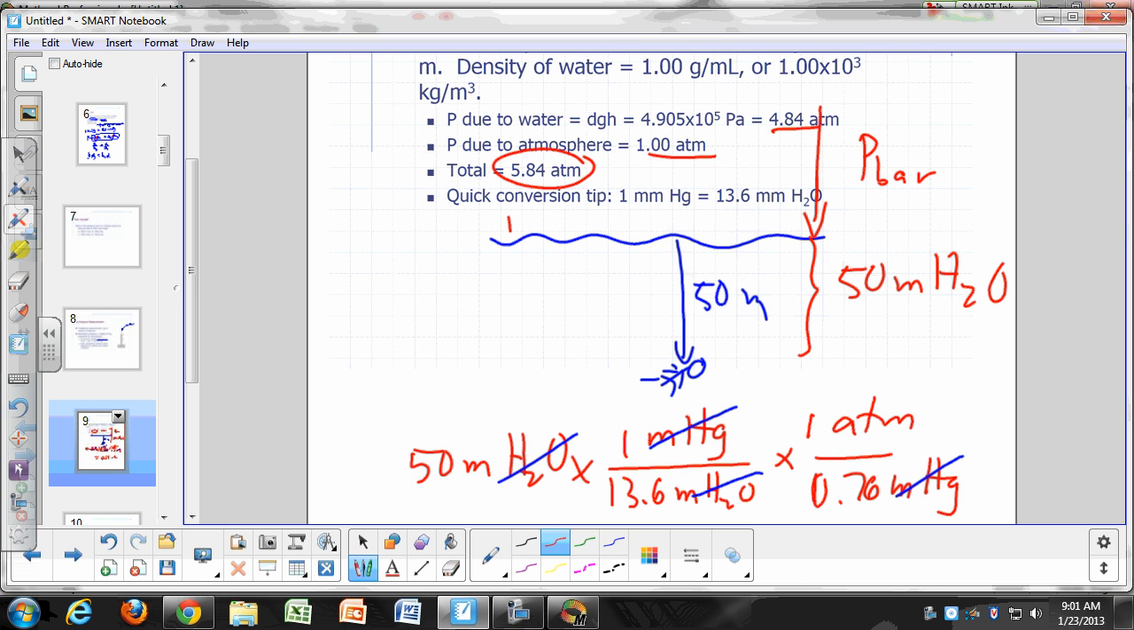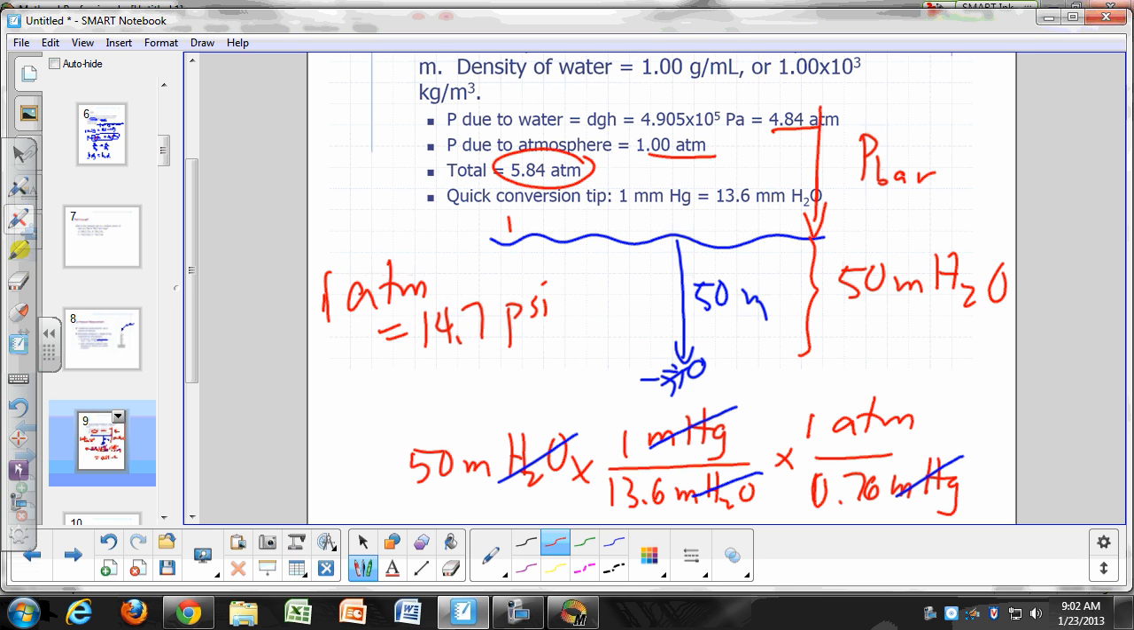By the way, 1 atmosphere, in units you're more familiar with, is 14.7 pounds per square inch, right? PSI. So that's almost 6 atmospheres. 6 times 14.7 is about 6 times 15, which is about 90 psi. That's how much pressure you'll experience down there if you're at 50 meters deep.